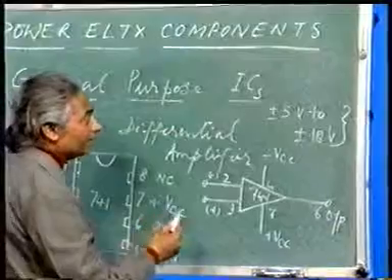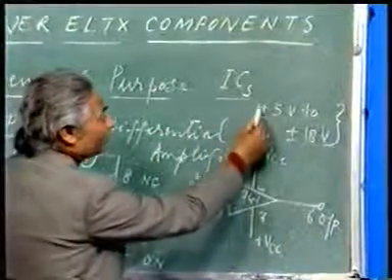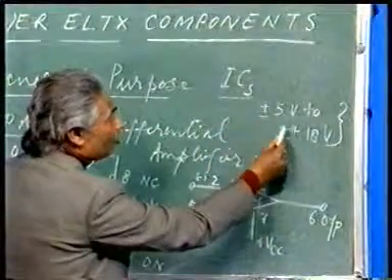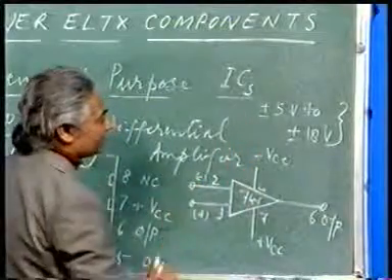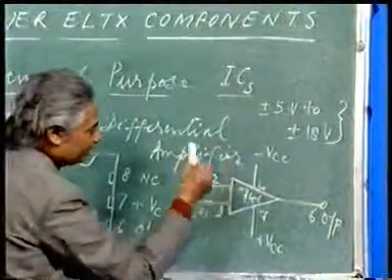Now the VCC for 741 ranges from plus minus 5 volt to plus minus 18 volt. What does it mean? I can give a supply of plus 5 volt to plus 18 volt, or minus 5 volt to minus 18 volt. Now this was regarding VCC.